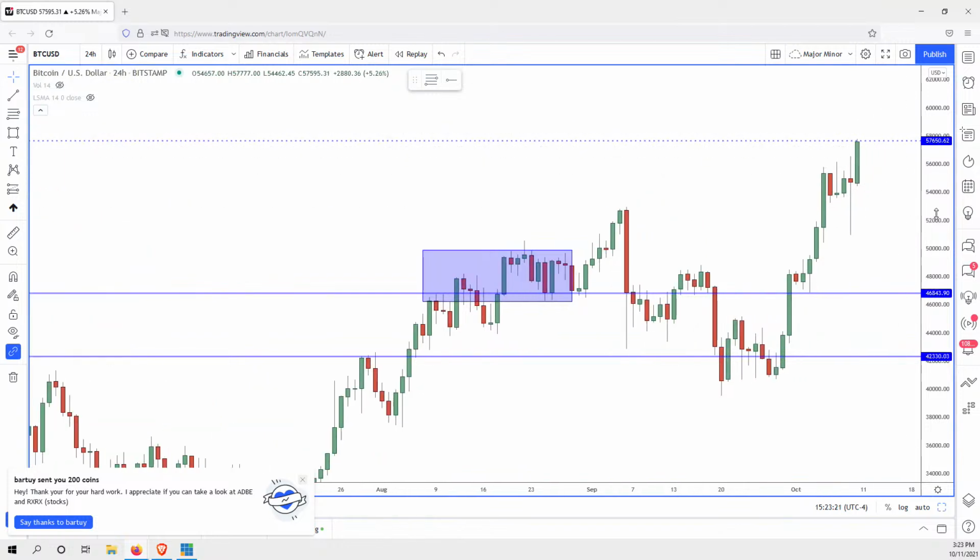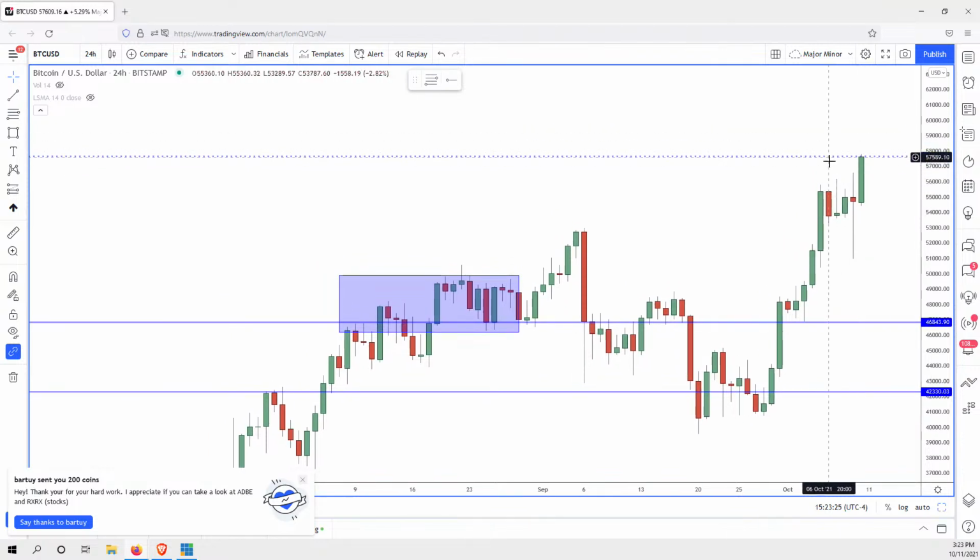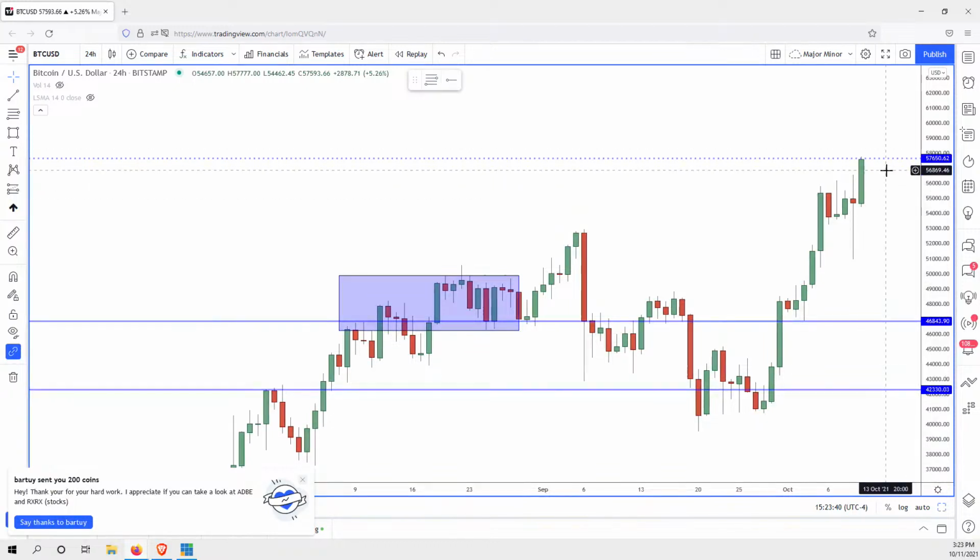Everyone's focused on the bullish candle. Yes, it's bullish, but the context of the area is not favorable. So this is a low probability place for new longs. I would not go long here. I wasn't willing to go long in the low 50Ks. I'm certainly not going long here. So you have to look at what you cannot see.